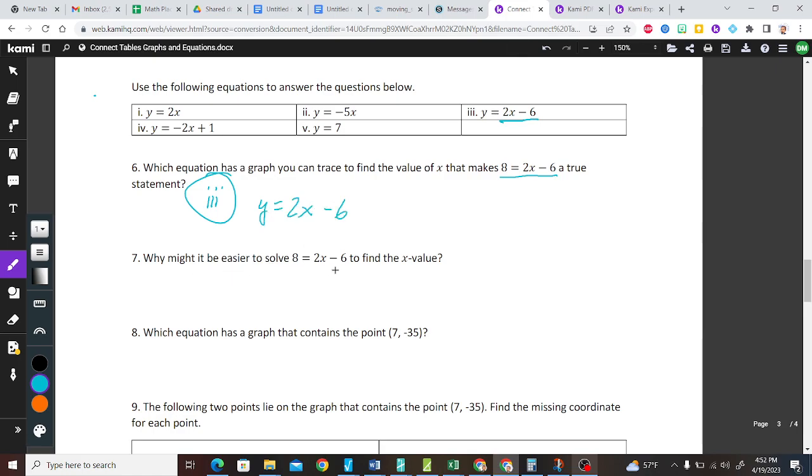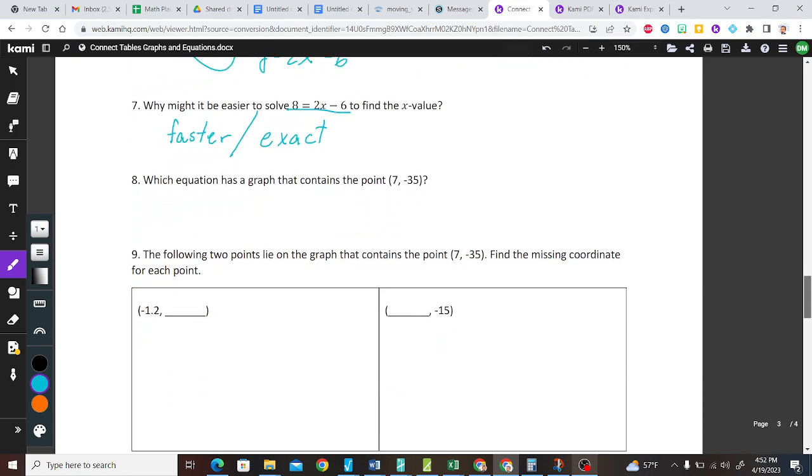Now, why might it be easier to solve this to find the value? Well, easier than what? Well, easier than a table and a graph, twofold. One person told me today that it's faster, and to that I agree. Also, one person told me that it would be more exact. Because if this is a decimal, which this won't be, but if it were a decimal, we probably wouldn't be graphing it, and we probably wouldn't see it in the table.